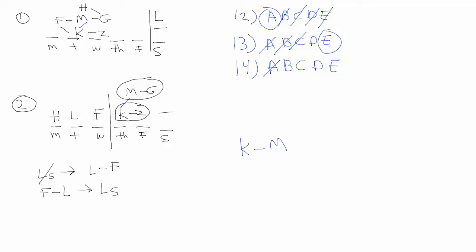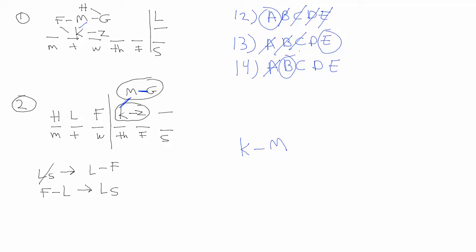B, G is before K. Can we have G before K? Well, no, we can't. In frame 1, we know that we have the K before the M, obviously, but the M has to go before the G. Frame 2, we have the K before the M, and then we have the M before the G. So B is going to be our correct answer.